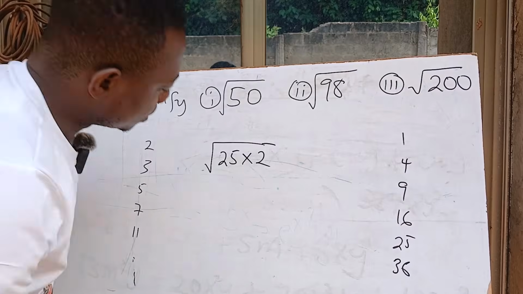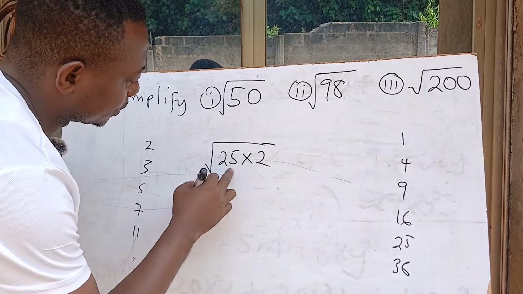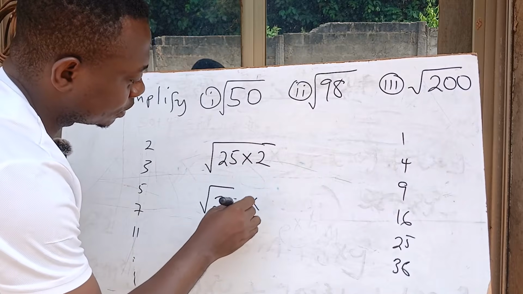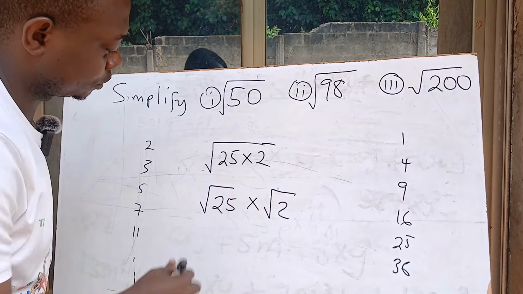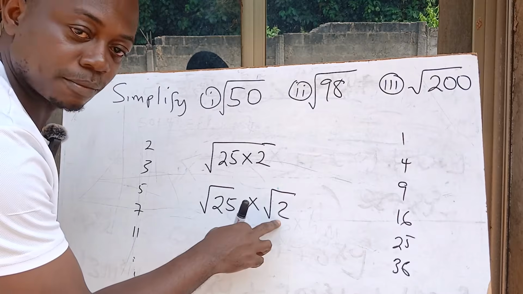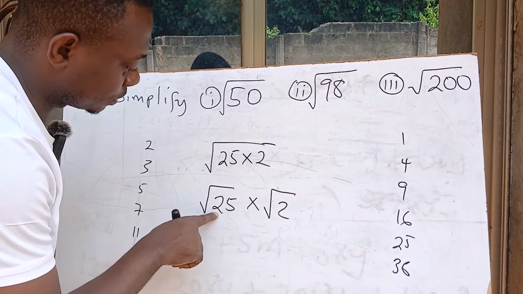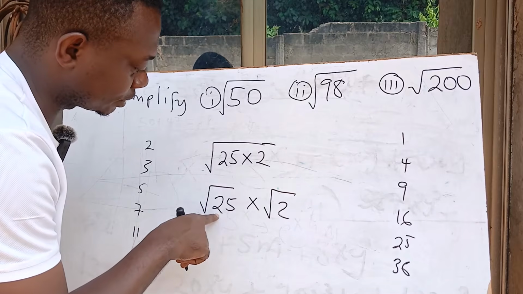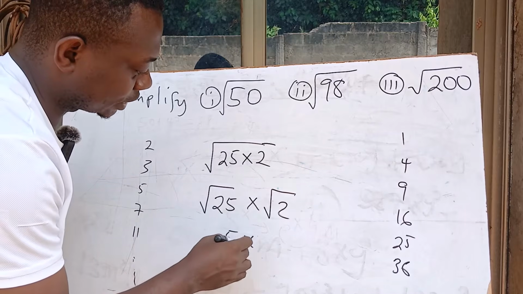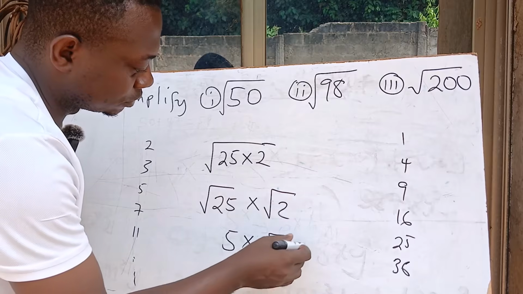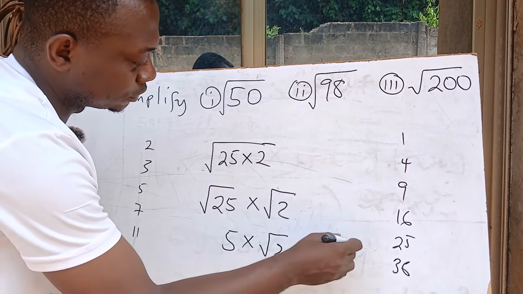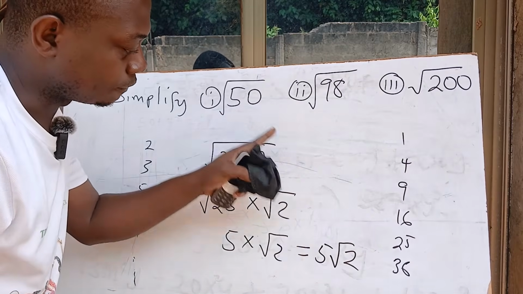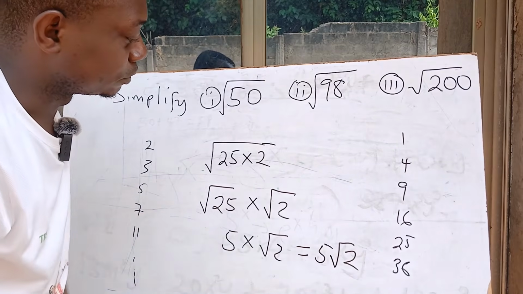From here, we can write this as square root of 25 and that of 2. This one is a perfect square, so it will give us an exact number, that is 5. So 5 times square root of 2 will be 5 root 2. It means square root of 50 in its basic form is 5 root 2.